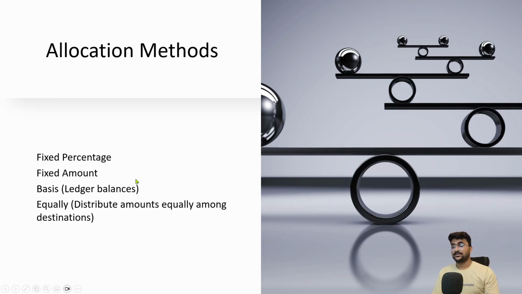Now basis means whatever balance is there on the source will be allocated on the balances of, for example, departments. Say one department made a sale of 10,000, a different one made a sale of 12,000, and another department made a sale of, for example, 20,000. The system will consider those figures and allocate the expense according to their sales. So you have to keep in mind this kind of thing is available, and you can also distribute the amount equally among your different financial dimensions.